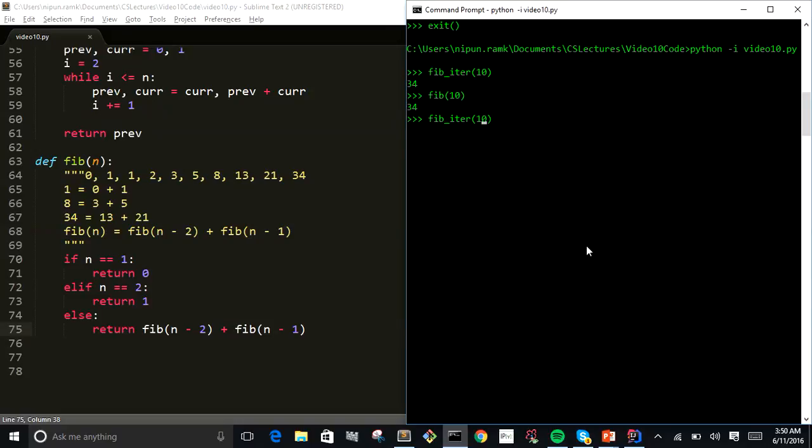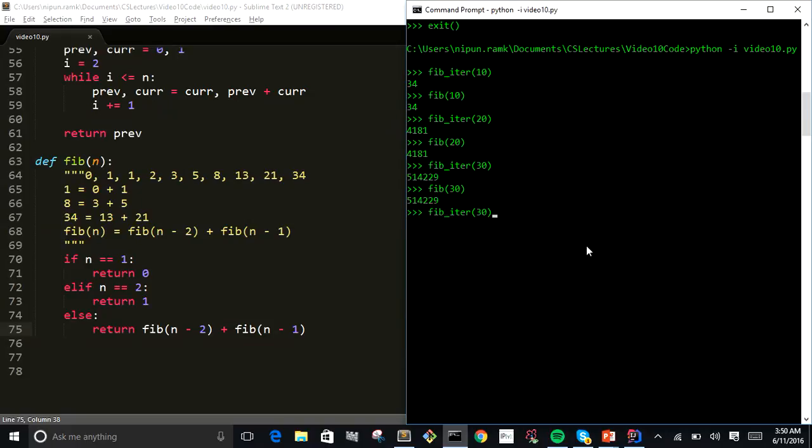Now if we call fib iter on 20, we'll get this number, and of course this should also give us the same result. And now I want to point you to something a little interesting. If we call fib iter on 30, we get this pretty quickly. But now if we call this on 30, suddenly it takes some time.